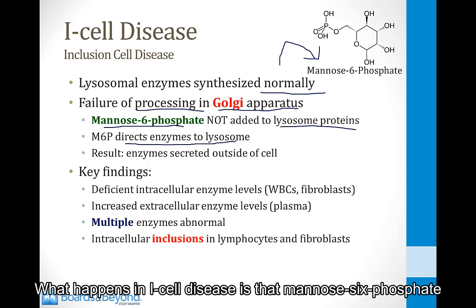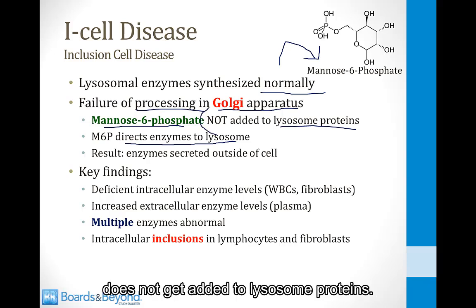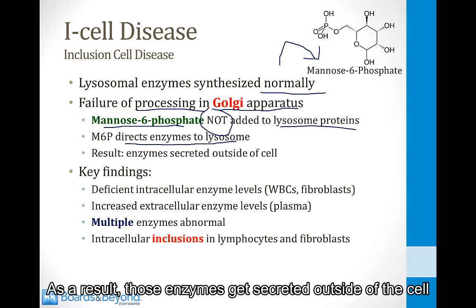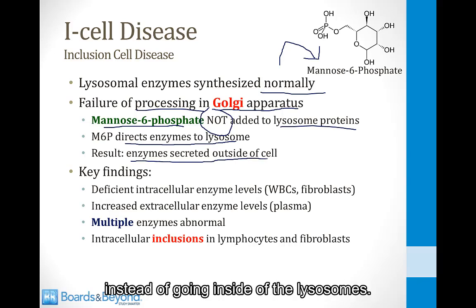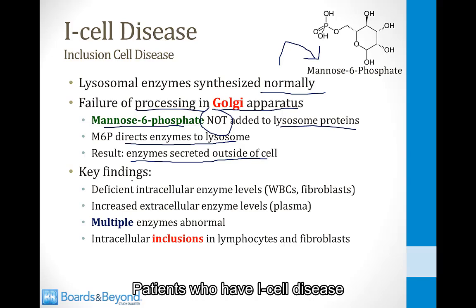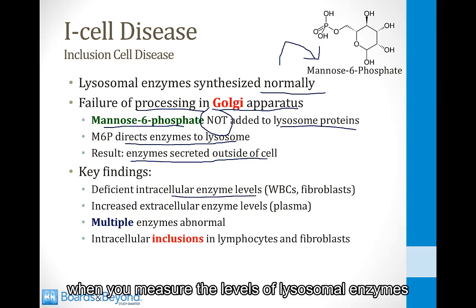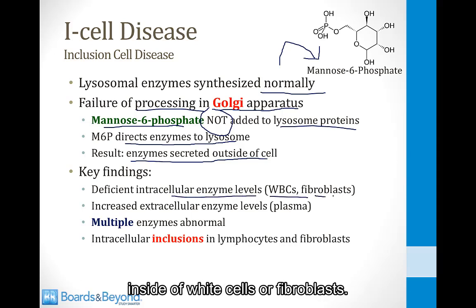What happens in I-cell disease is that mannose-6-phosphate does not get added to lysosomal proteins. As a result, those enzymes get secreted outside of the cell instead of going inside of the lysosome. Once you understand this cell biology, it's easy to understand the clinical findings. Patients who have I-cell disease have deficient intracellular enzyme levels when you measure the levels of lysosomal enzymes inside of white cells or fibroblasts.